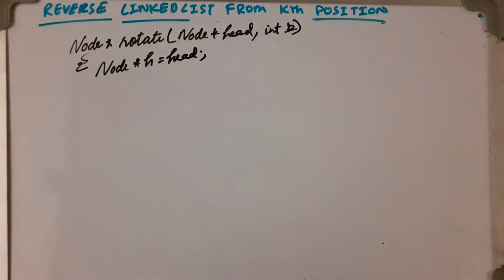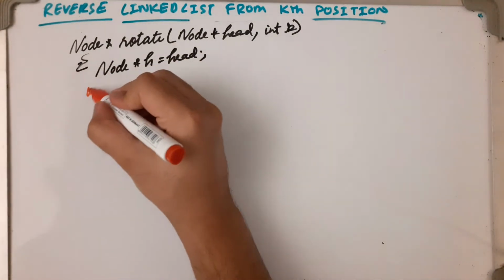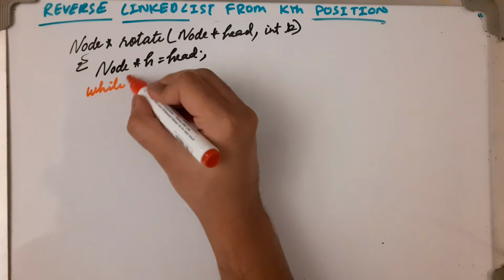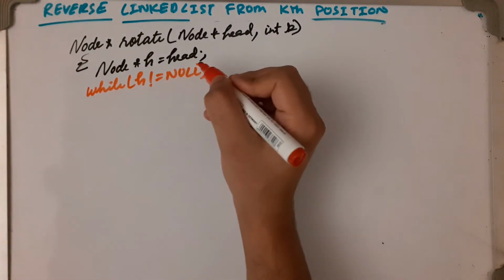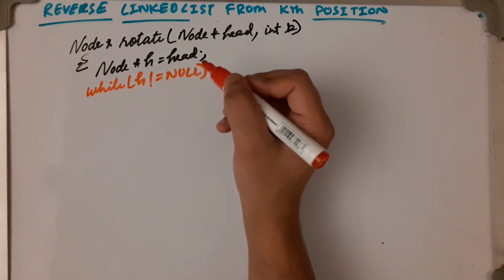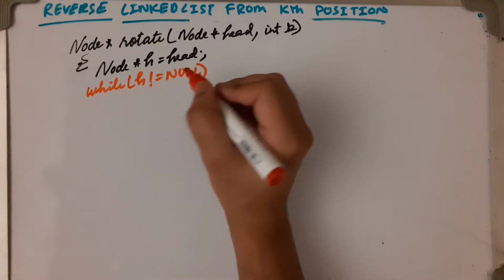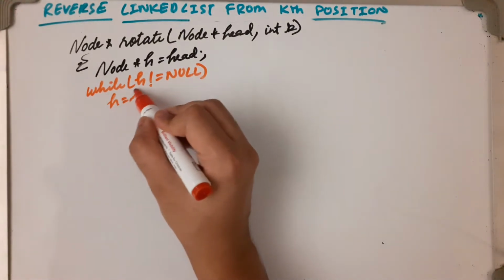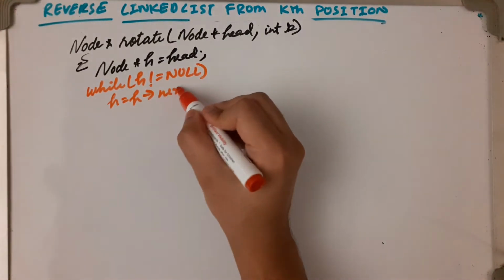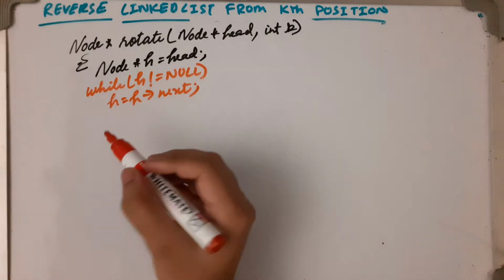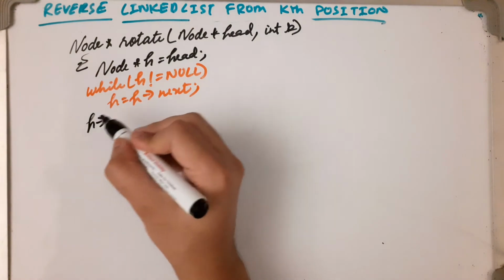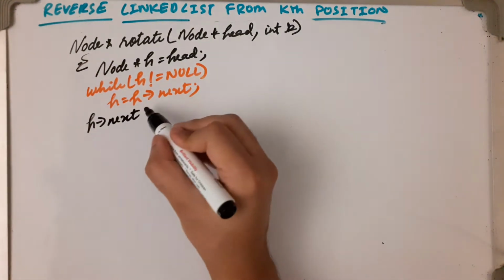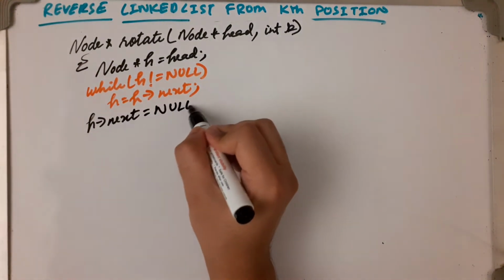Okay, now what we have done is: while h not equals to null, or you can say h of next not equals to null, you can check here, and what it is doing is h equals to h of next. And then we are doing h of next equals to head.